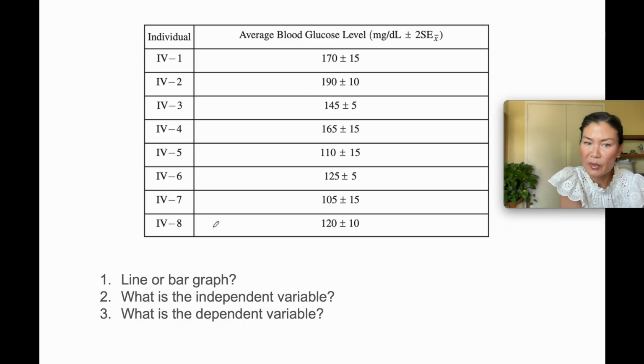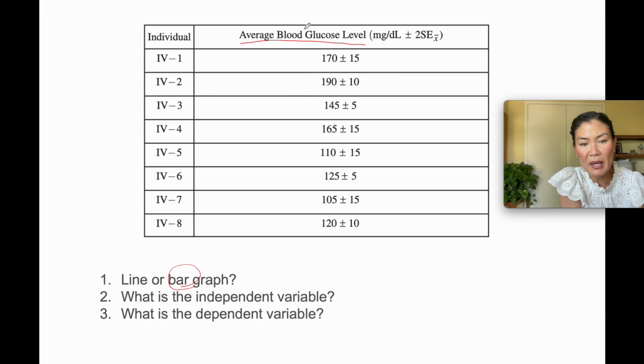What type of graph are we going to do here? Just by looking at this, I can see that there are individuals in this generation. So that tells me that's probably going to be a bar graph, okay? Because we're comparing individuals, and it looks like, what are we measuring? We're measuring average blood glucose levels.